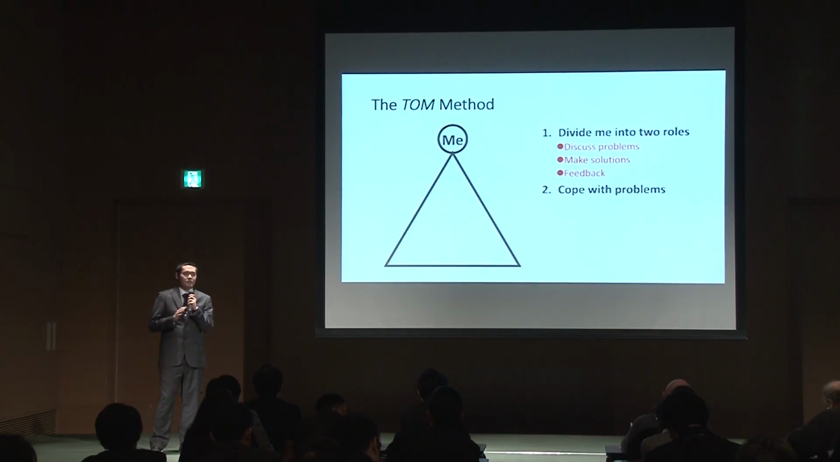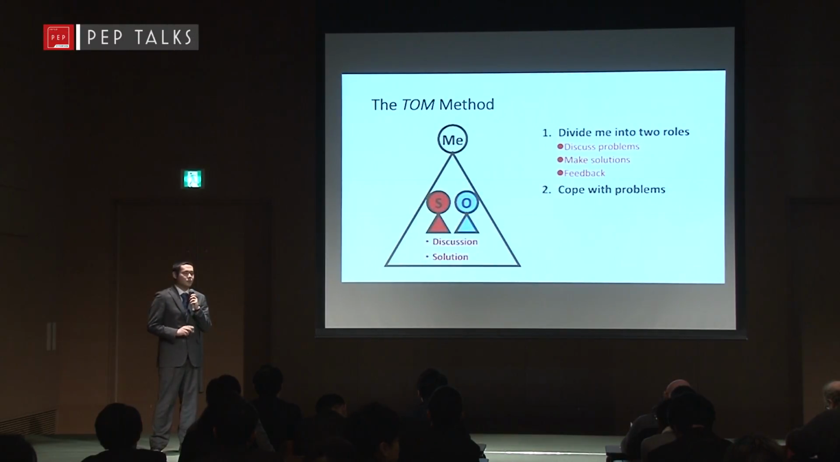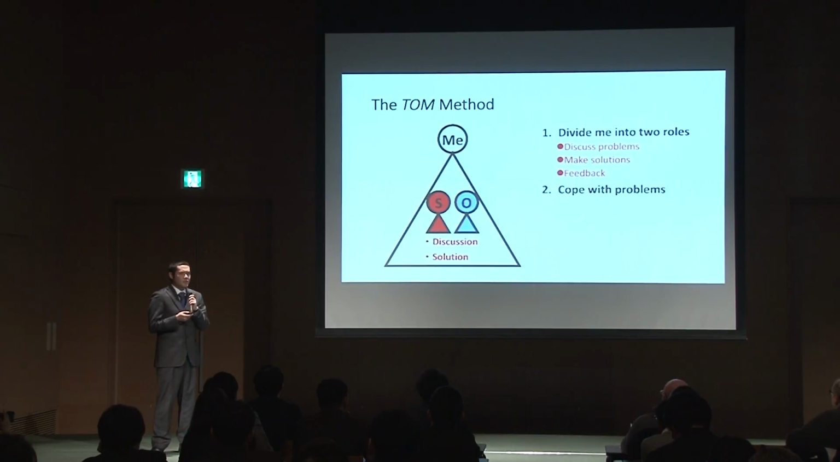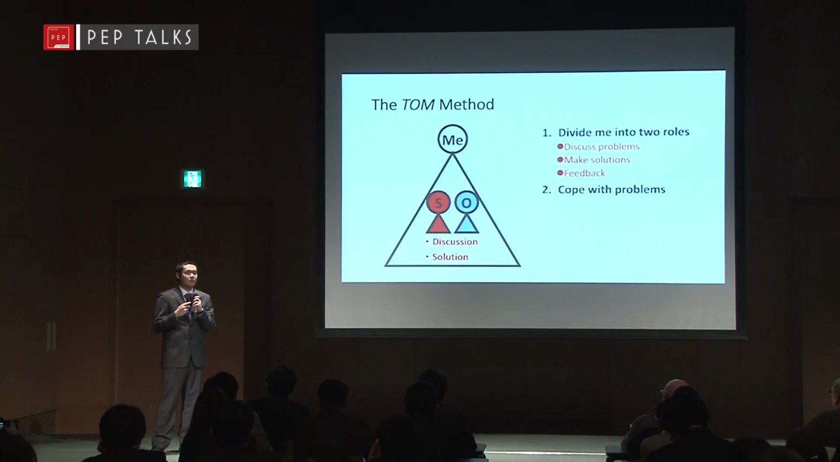When I face problems causing stress, I divide myself into two roles, a subjective man and an objective man. The subjective man is emotional and only says what he wants, while the objective man is calm and analyzes both the problems and the surroundings. And I let them discuss my problems and they make a solution to my problems. And it will be returned to myself. Finally, I'll cope with my problems. This is the outline of the Tom method.